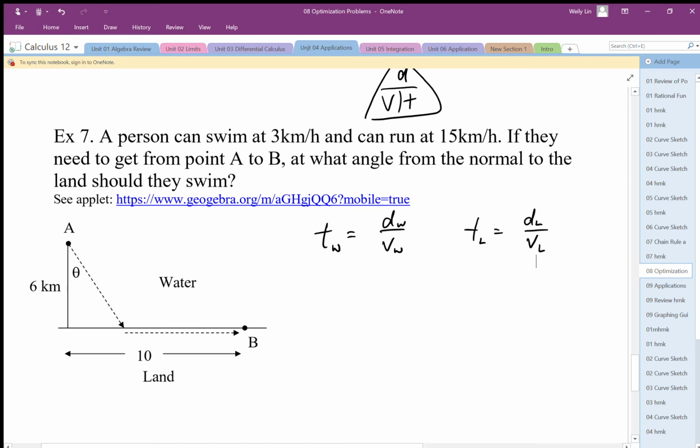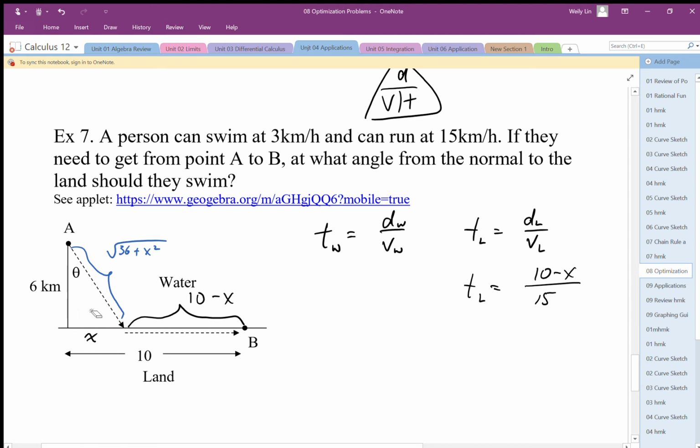I'm going to set this up this way. I'm going to call that x. And the distance on the land is straightforward. That's going to be 10 minus x. So time on land is going to be 10 minus x over the velocity on the land, which is 15 kilometers per hour. The distance along the water is going to be that distance there. In terms of x, I can say that x squared plus 6 squared equals that squared. So that's going to end up being the square root of 36 plus x squared.